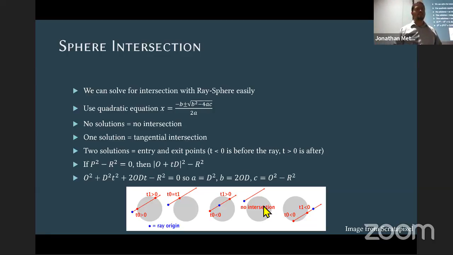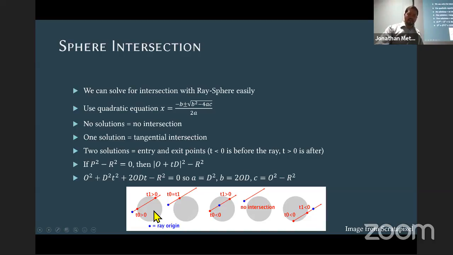So we check the discriminant. It's less than 0. We move on to the next object. However, if the discriminant is zero, then the next possibility is that you have one solution. And that means that your T0 and your T1, that's your 2 solutions, are the exact same value. That means you have hit the sphere right on the surface. You're just grazing it, okay? And so that gives you one solution.